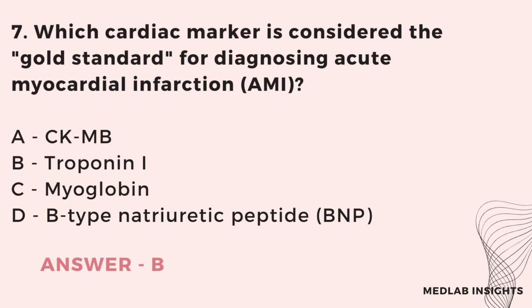Troponin is a protein found exclusively in cardiac muscle cells. When there's damage to the heart muscle, such as during a myocardial infarction, troponin is released into the bloodstream. This cardiac specificity makes it an ideal marker for heart-related issues. They are highly sensitive and can identify myocardial infarctions that might be missed by other markers.